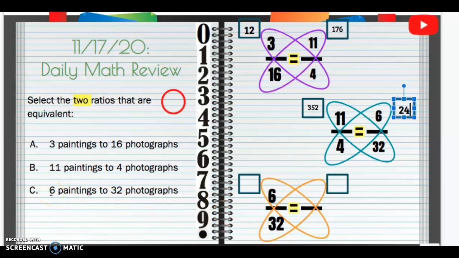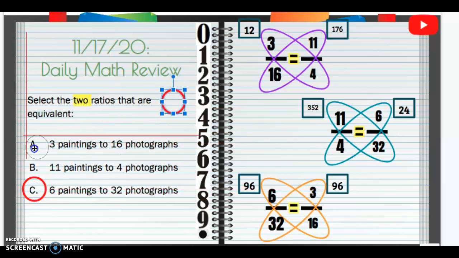So now you have to try the last set that you have not compared. You have not compared 6 paintings to 32 photographs to 3 paintings to 16 photographs. So we got to try that. 3 paintings, 16 photographs. So 6 times 16 is 96. And 32 times 3 is 96. So 6 paintings to 32 photographs is equivalent to 3 paintings and 16 photographs.